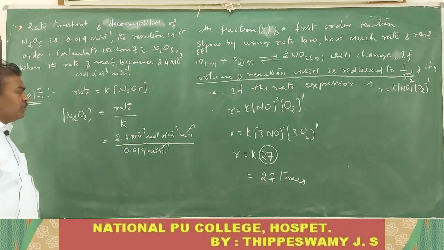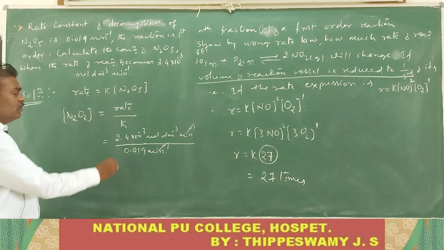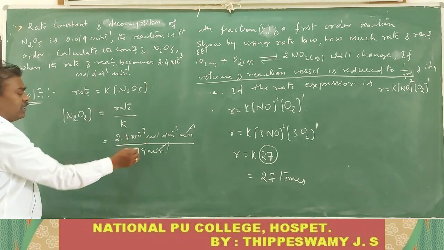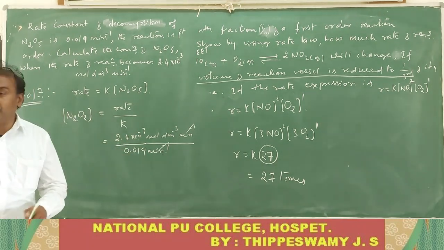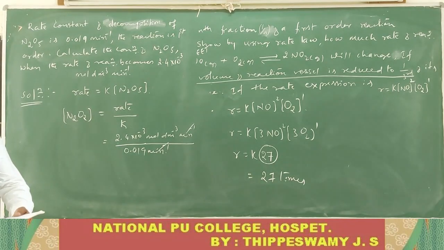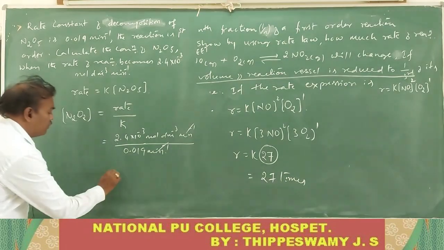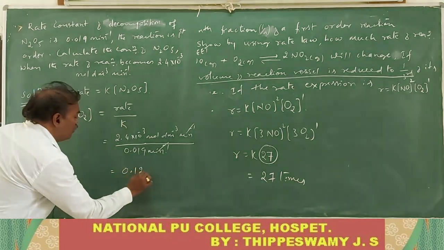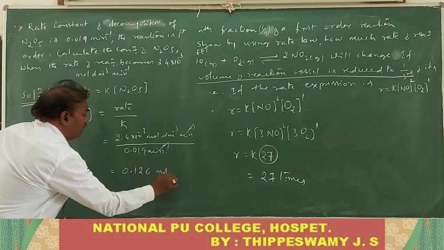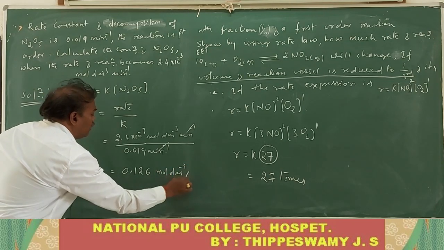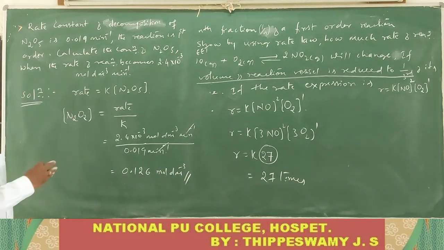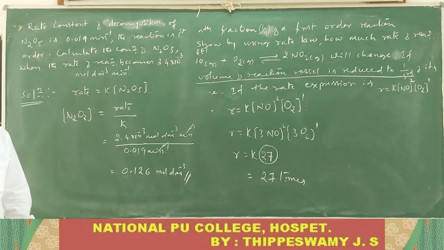Now can you simplify here? What is that value? 2.4 into 10 to the power minus 3 divided by 0.019. Tell me, the answer will be 0.126, you can write 0.126 mole per dm cube. So in this way we can solve the question based on the rate of chemical reactions.